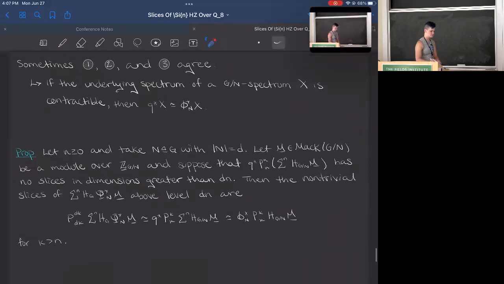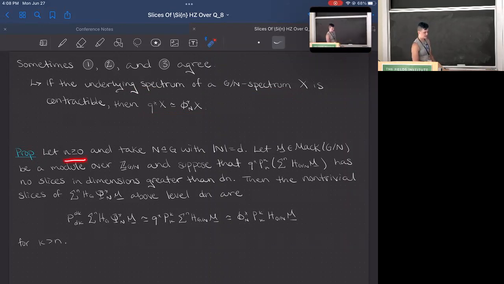Now, sometimes these three constructions agree. For example, if the underlying spectrum of your G mod n spectrum X is contractible, then Q star aligns with phi star. So here's a slightly dense looking proposition, which we will see examples for in a moment.